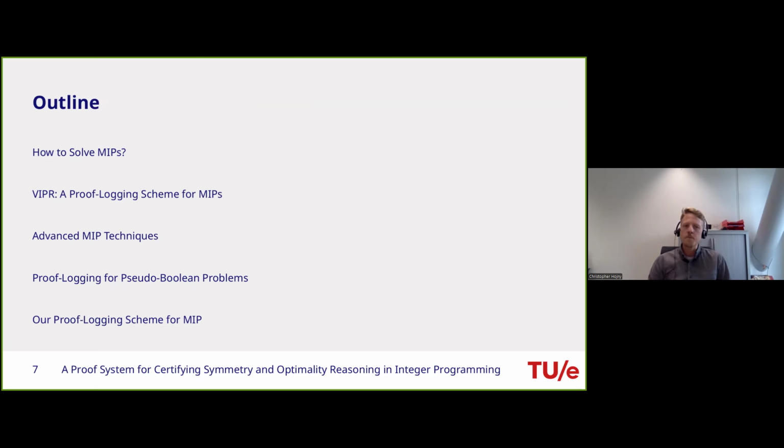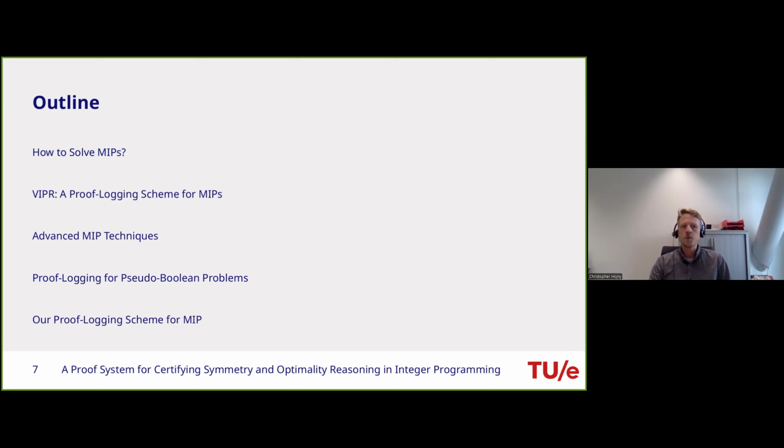And then, to be able to at least guarantee certificates for these reductions in the context of pseudo-Boolean problems, I want to briefly explain the framework by Bogaerts and others, which will then function as a bridge to our proof logging scheme that then also allows us to certify reductions that we make in a mixed integer programming solver. So that's the outline of today.